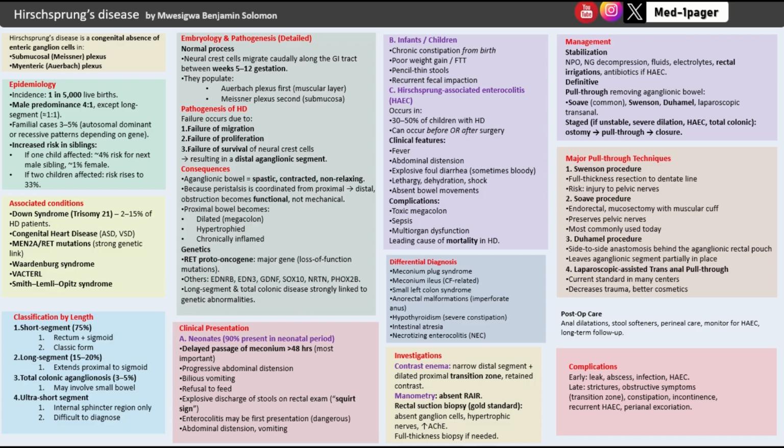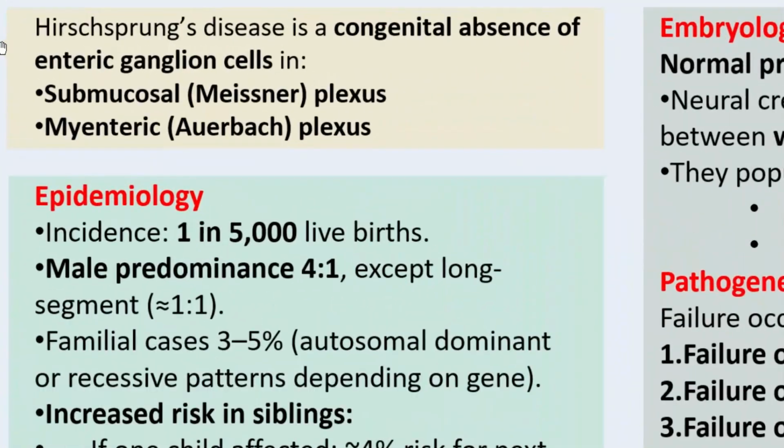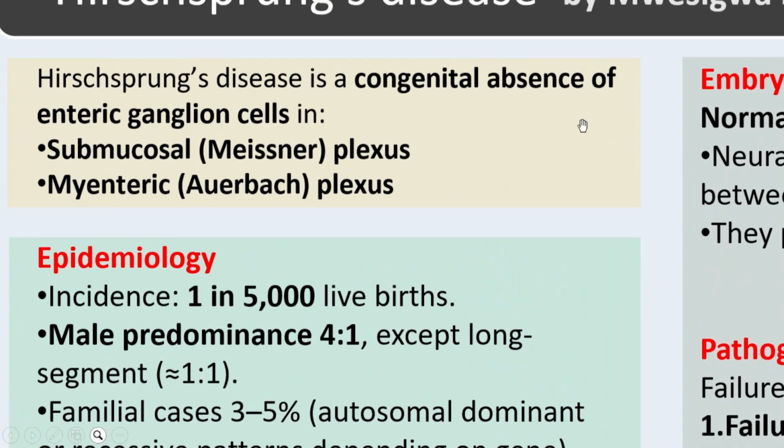So in this video, I'm going to talk about the epidemiology of this disease. We shall look at some of the associated syndromes, the clinical presentation, the classification, the embryology, and what goes wrong during that to give rise to Hirschsprung's disease, as well as some of the differentials and the management. So when we talk about Hirschsprung's disease, this is the congenital absence of enteric ganglion cells.